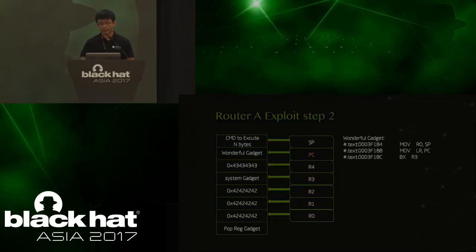Step 3. There is a good gadget, which we call the wonderful gadget, in the libc. It is perfect for us. It first moves the SP register into register R0, which will be the parameter of the system function. Then we can jump to R3, which is the system function address.